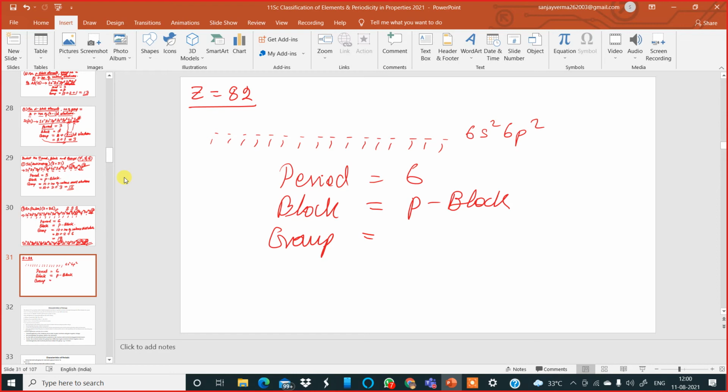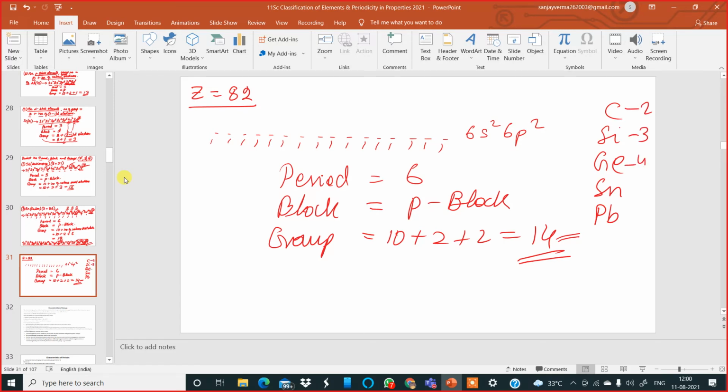14. It is group 10 plus 2 plus 2. That is coming to 14. Did you understand now? Yes, sir. This element belongs to group 14. That means it belongs to which family? Carbon family: carbon, silicon, germanium, tin, lead. Carbon is period 2, period 3, period 4, period 5, period 6. So the element is identified. I'm talking about lead. Solid lead.